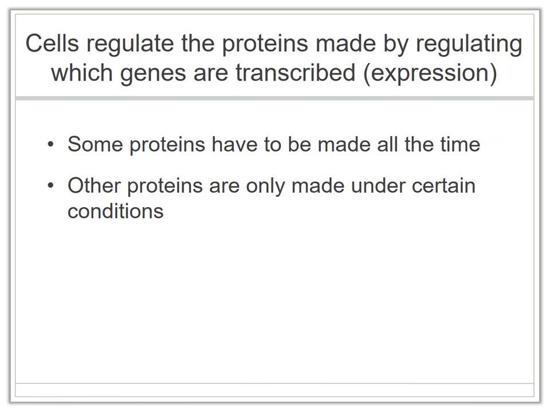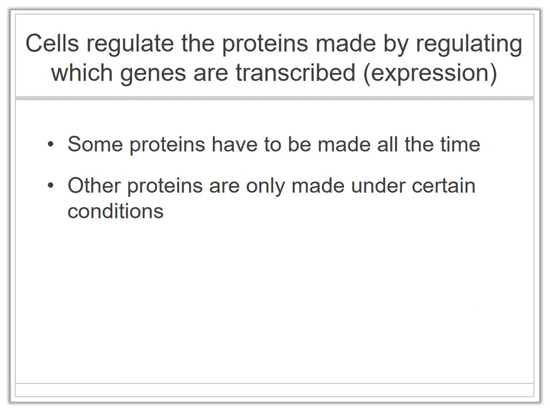Cells can regulate proteins made by regulating which genes are transcribed or expressed. So it starts with what part of the DNA is going to be transcribed. If messenger RNA is not created, well, then you don't go through all the time and effort and energy to create all of these other steps. So if you can regulate transcription of certain genes, then you are starting from that beginning there.